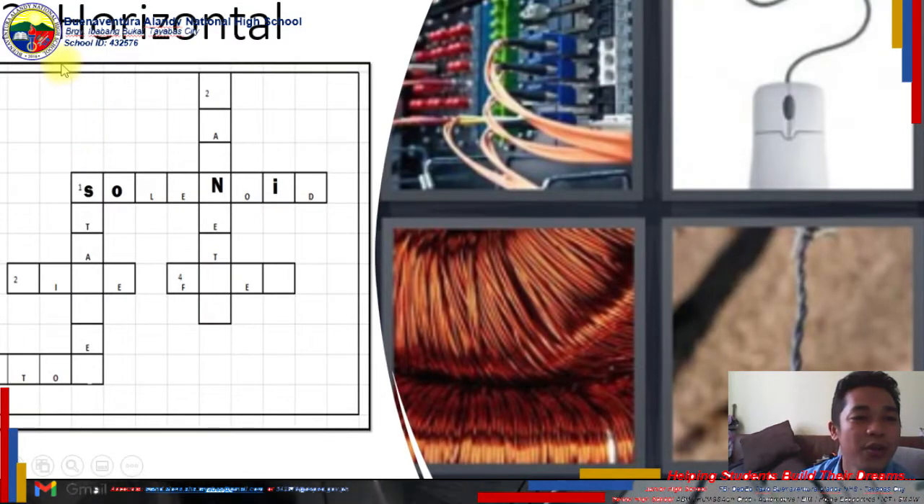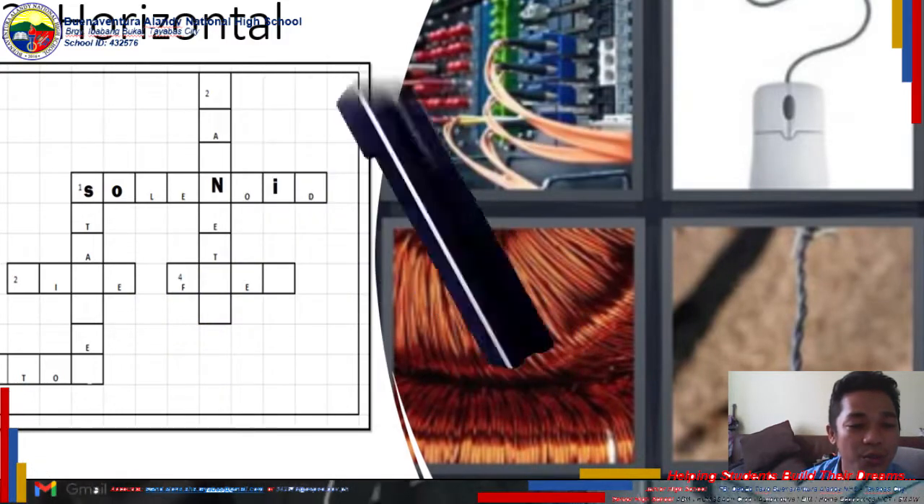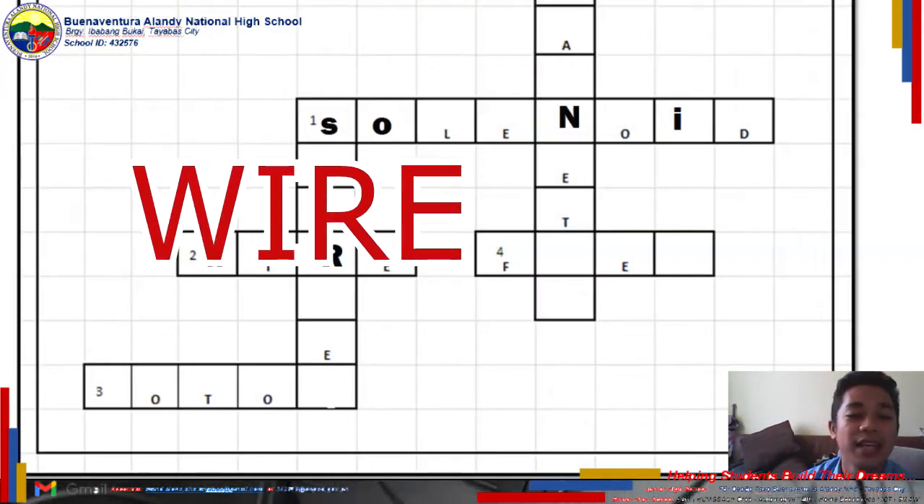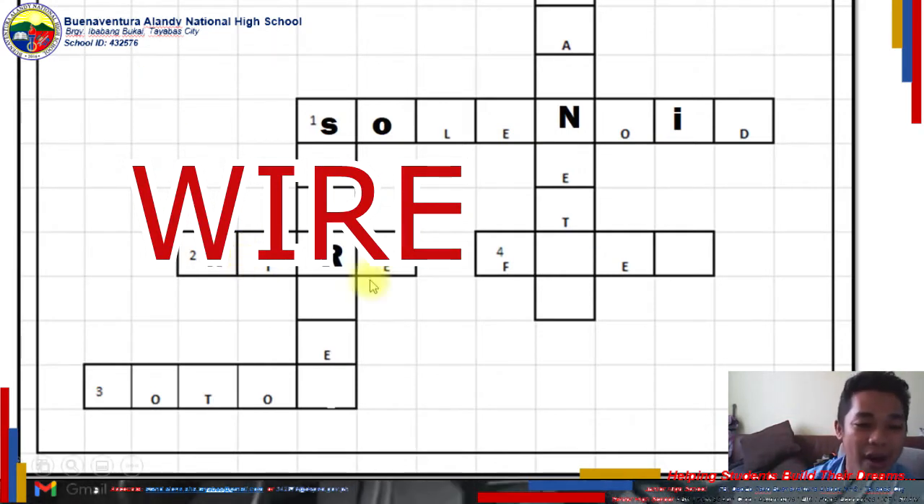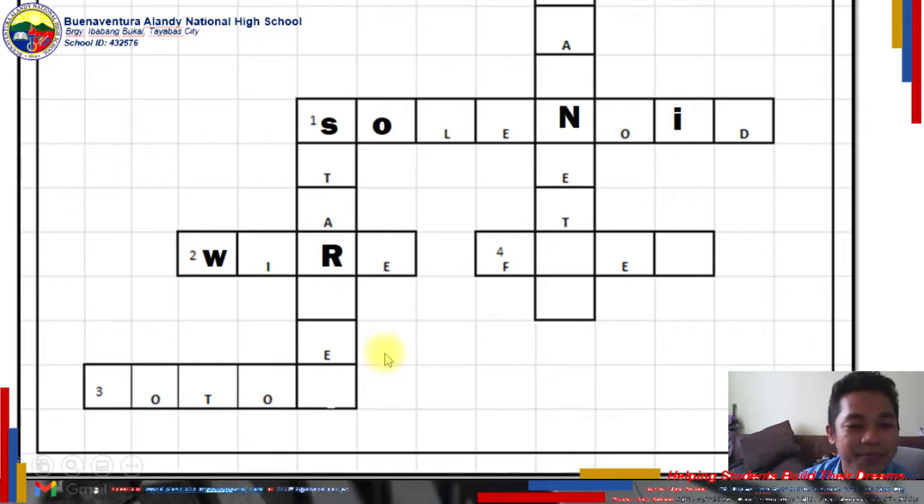for question number 2, horizontal. So, it covers this portion at the count of 5, 4, 3, 2, 1. Definitely, the answer is wire. So, very good. Moving on.